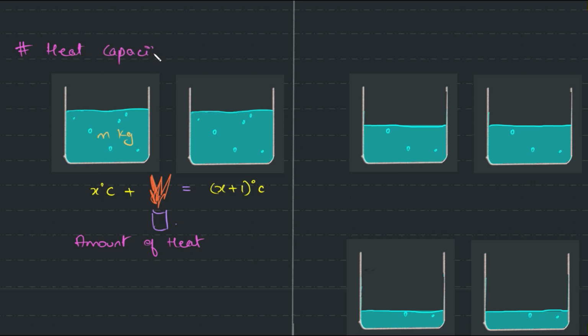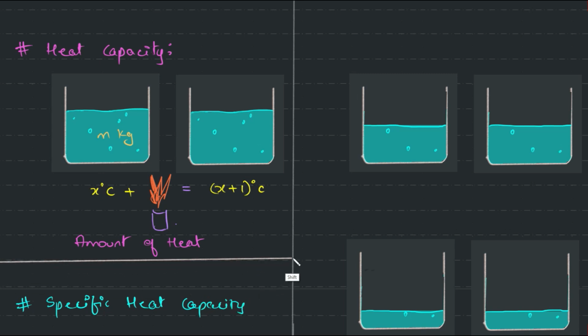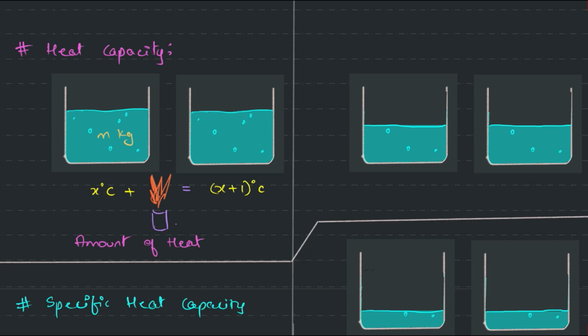So the term is kind of simple, right? Heat capacity. So remember, here you are raising from x to x plus 1. So that amount of heat is your heat capacity. Now, what is this specific heat capacity then? It's the same idea with a small variation. The variation being it is for 1 kg.